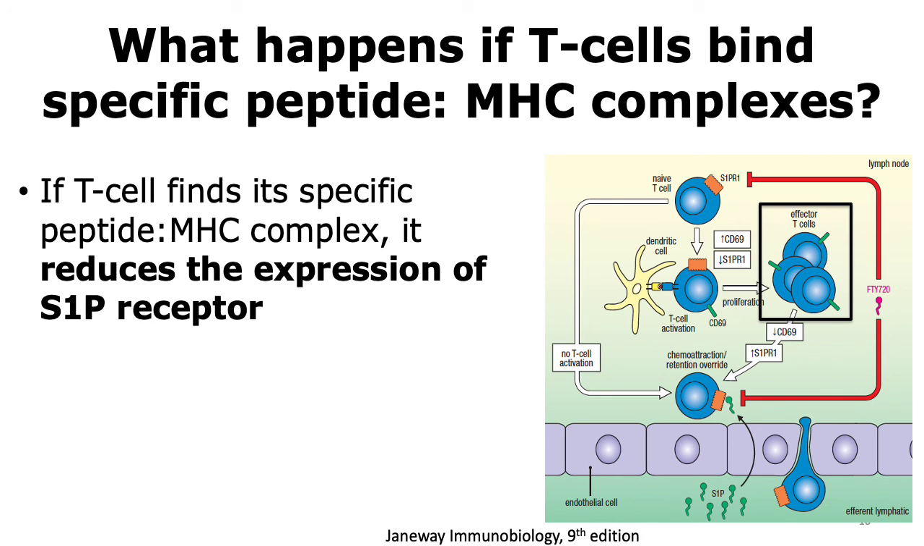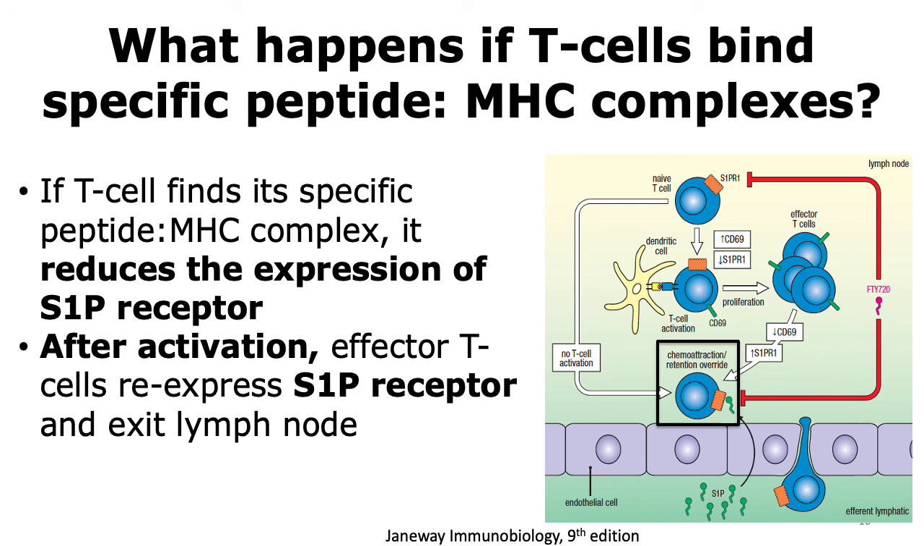Now these effector T cells, once they are formed, now have to leave the lymph node. And so they will start upregulating the expression of the S1P receptor. With this upregulation of the S1P receptor, these effector T cells can now follow the trail of S1P, and they are able to exit through the endothelial cells that are forming the lymphatic vessel, enter into the lymphatic vessel, and move around that way.